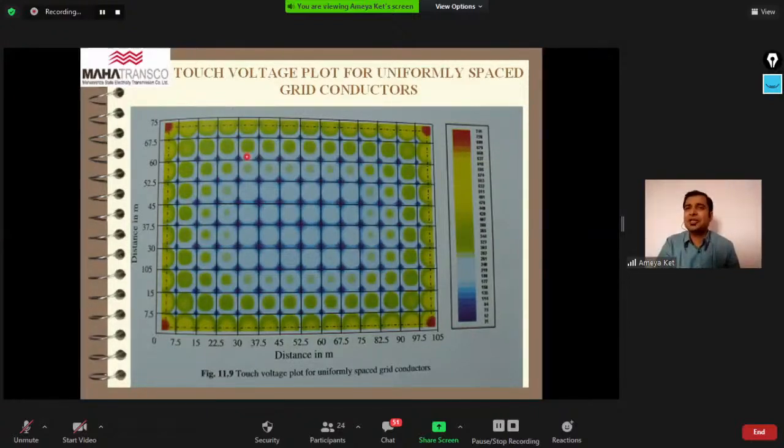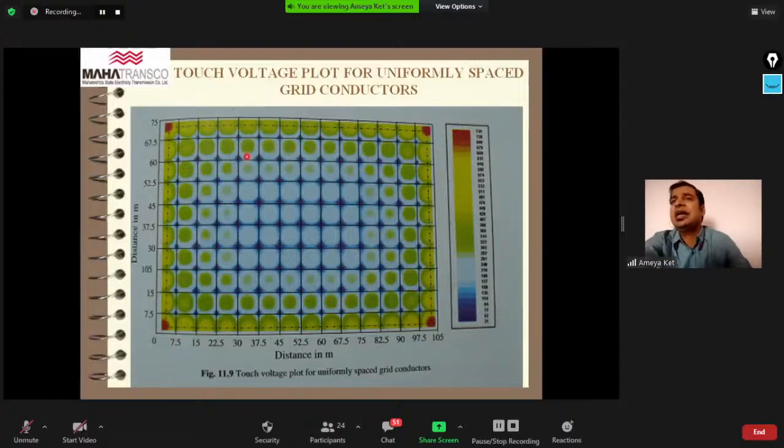This is a proper distribution of touch potential on the ground, a 3D plot with a uniformly spaced grid conductor. Why am I adding these slides? Because in the design, there is one line that the conductor should be equispaced. So why should it be equispaced? This is the reason. If we space the conductors equispaced, there is a proper and uniform potential sharing between these electrodes.